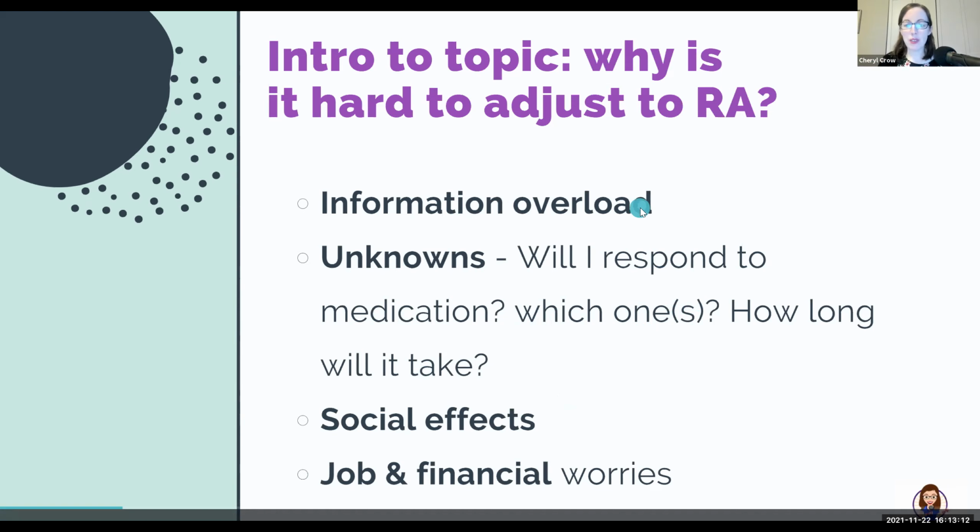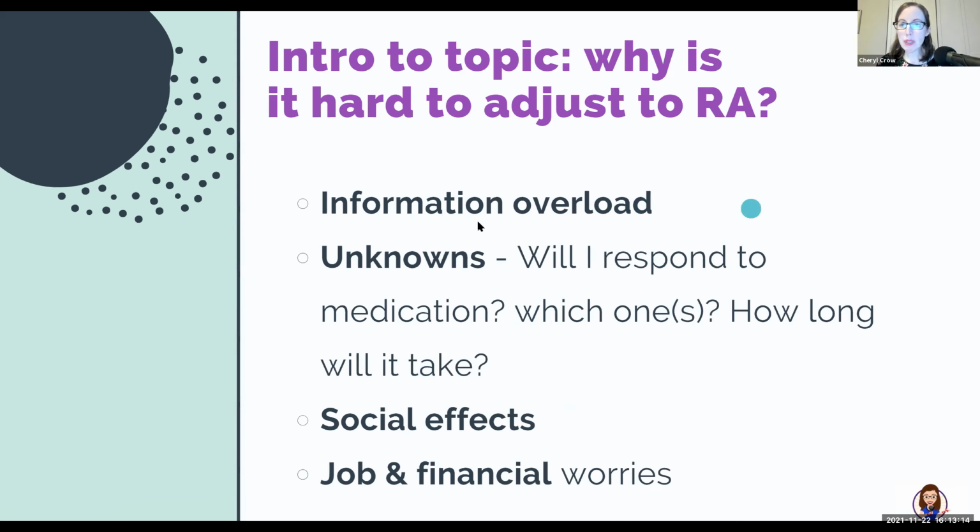So anyway, this is preaching to the choir, but some of the reasons it can be hard to be diagnosed with rheumatoid arthritis is information overload, especially for those who've gone down the Google rabbit hole. And I think one that doesn't get looked at enough is unknowns, right? So many unknowns. How fast is it going to progress? How long will it take to find a medication? When you finally start a medication, how long is it going to take to work?